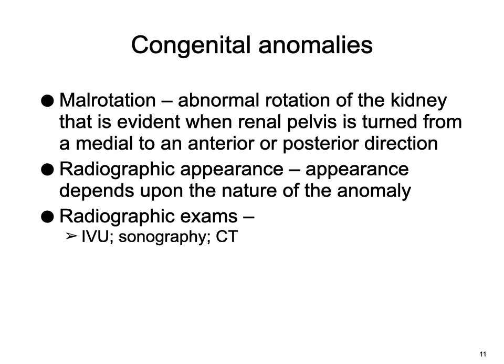Malrotation is an abnormal rotation of the kidney that is evident when the renal pelvis is turned from a medial to an anterior or posterior direction. The appearance depends on the nature of the anomaly. You're going to view this under an IVU, sonography, or CT.